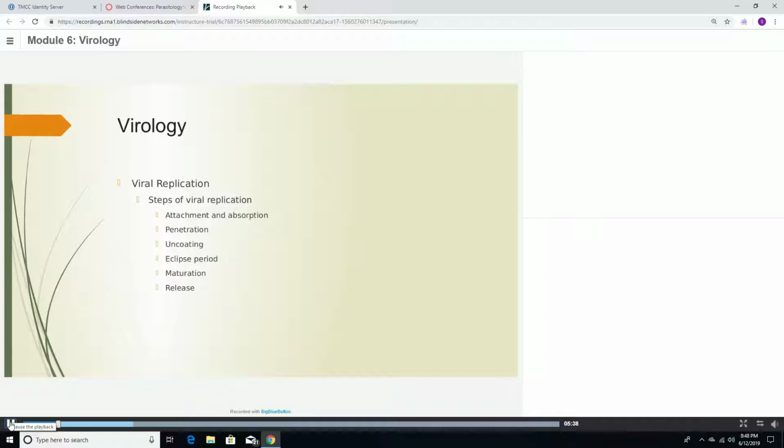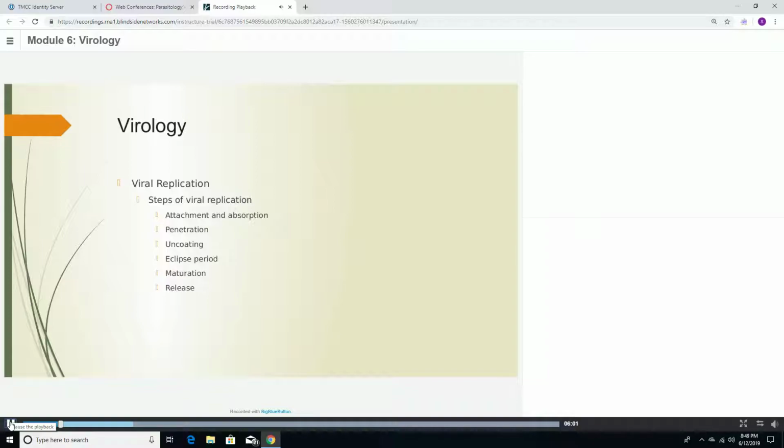So the first step in viral replication is attachment and absorption. Complementary receptors on the surface of a host cell and the virus are allowed to attach to that host cell, and then this virus is actually going to be absorbed by the host cell. If you think about it this way, if we have a blood cell or something like that, the virus is going to attach to it, and it's going to be absorbed inside of that cell, and that's where penetration happens.